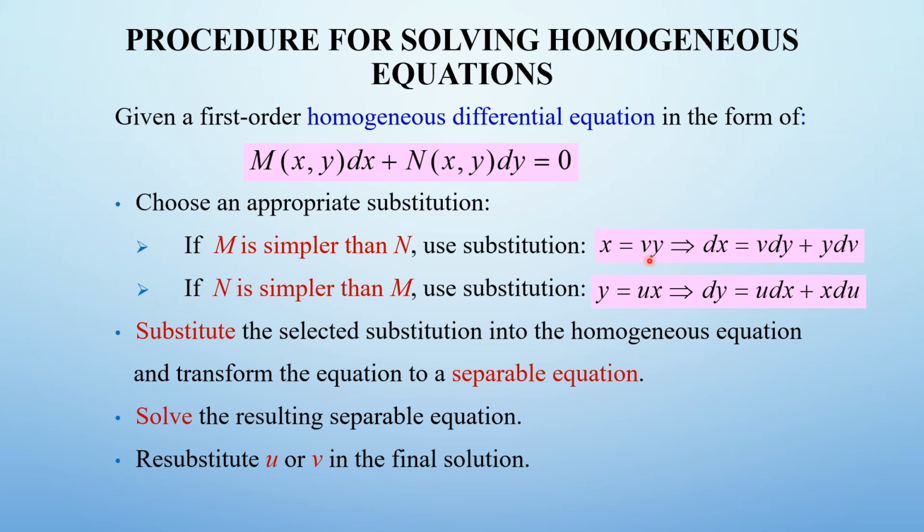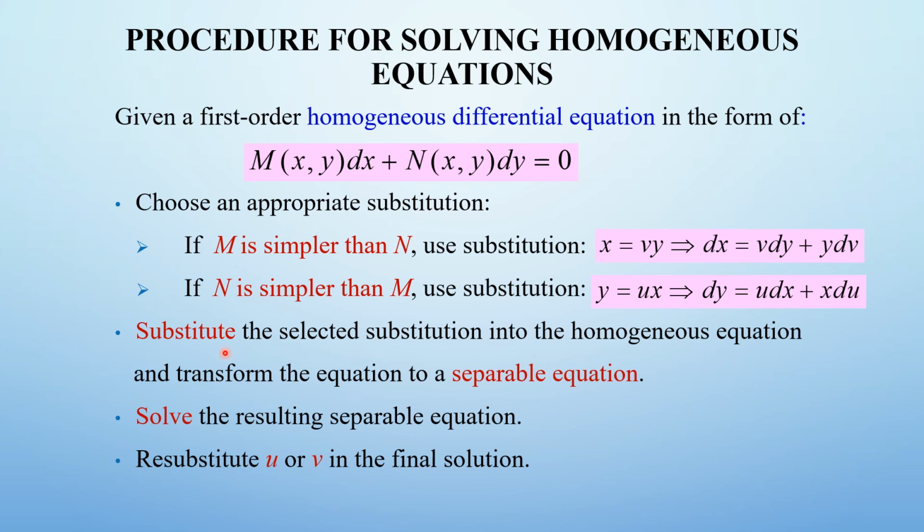At the same time, we also want to eliminate the differential dx and substitute it by v dy + y dv. If N is simpler than M, use the substitution y = ux. That means you want to eliminate y in the given equation. y should be replaced by ux, and at the same time, you want to eliminate dy in the equation by replacing dy by u dx + x du.